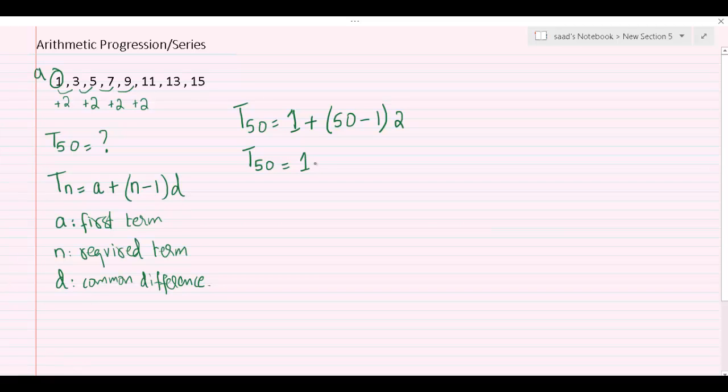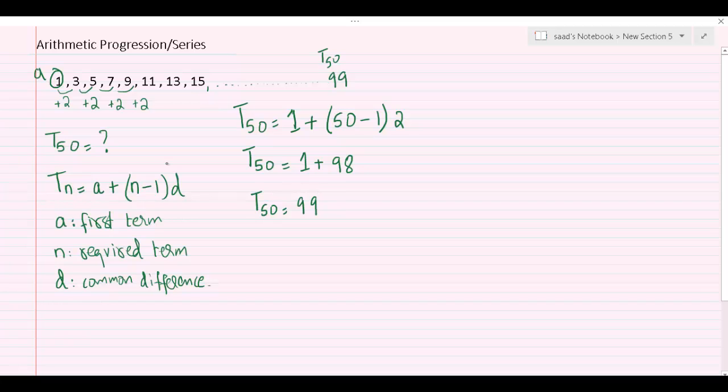1 plus, as it is, 50 minus 1 is 49, 49 times 2 is 98. So 1 plus 98 is equal to 99. So what this basically means is that in this progression, if we go on till the 50th term, the 50th term will come out to be 99. So you can see that this formula has saved us a lot of time.